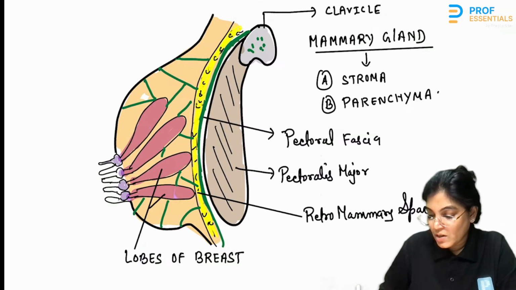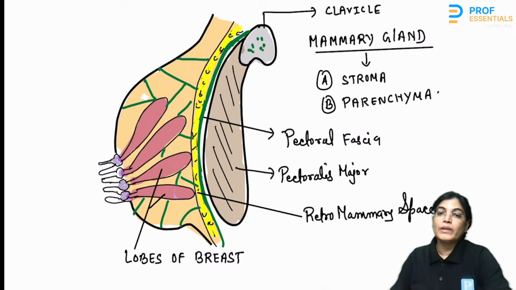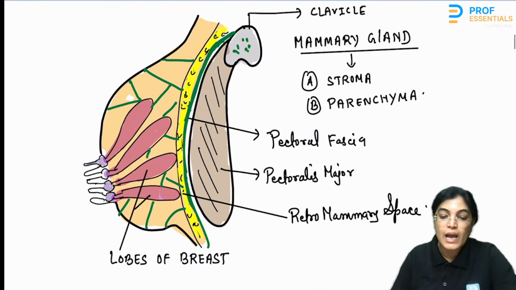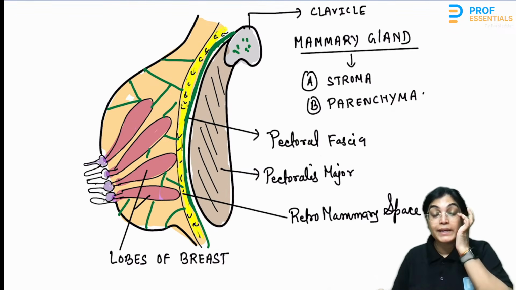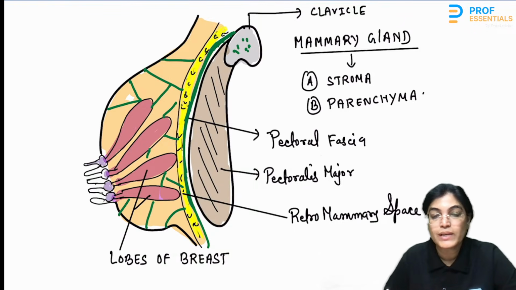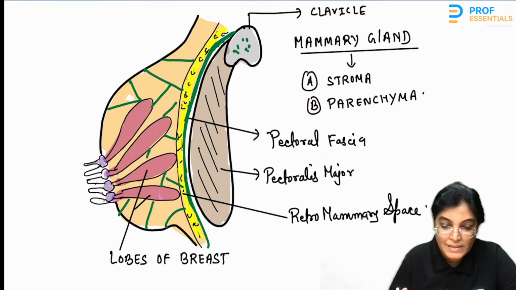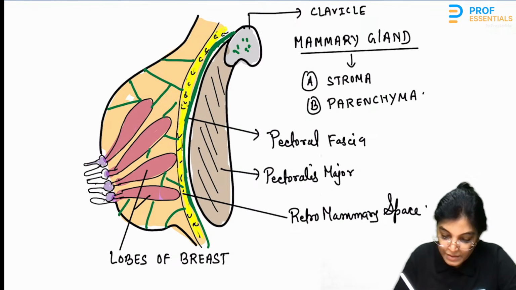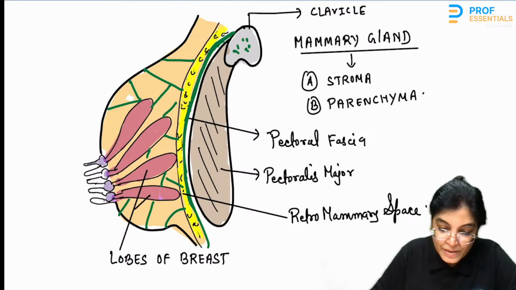Okay, so these are all the outlines of the structures which are shown here. And talking about the parenchyma, for the parenchyma we have made the lobes. As you can see, we have made the lobes here in the parenchyma. Also here we can see the lactiferous sinus and duct.